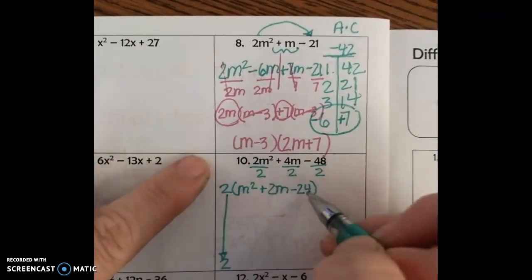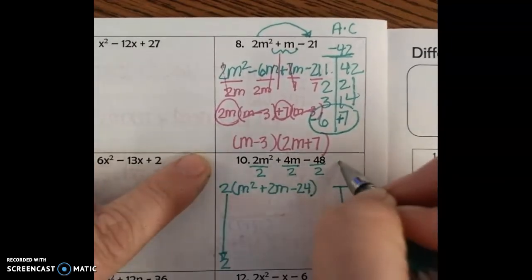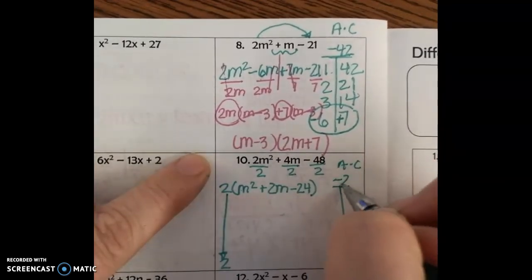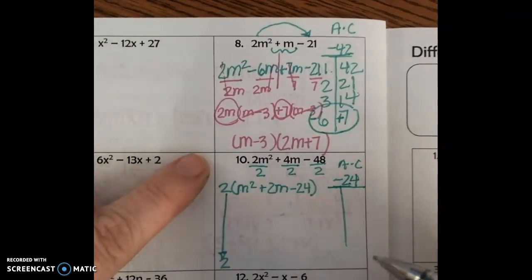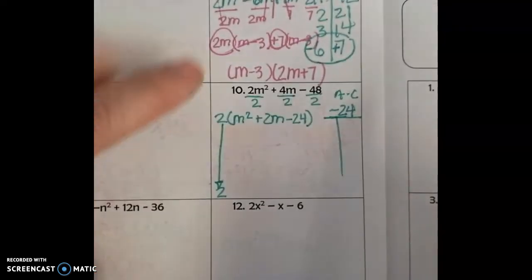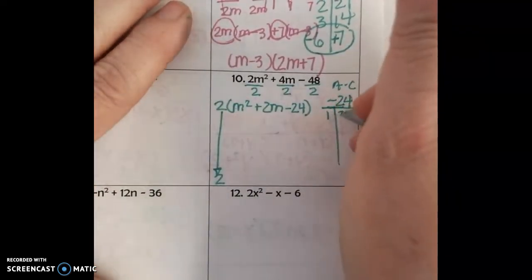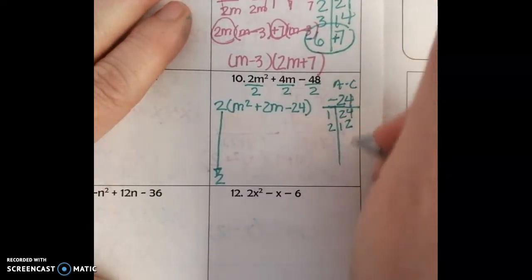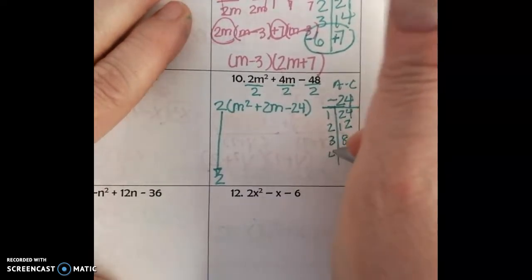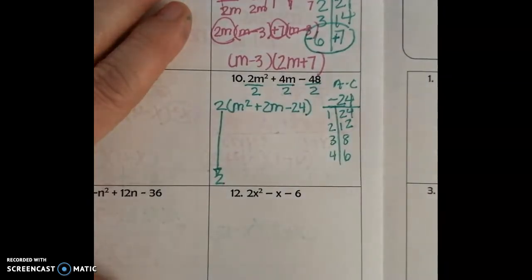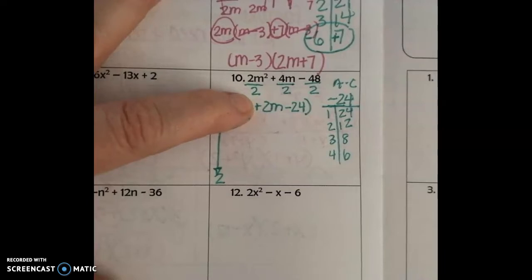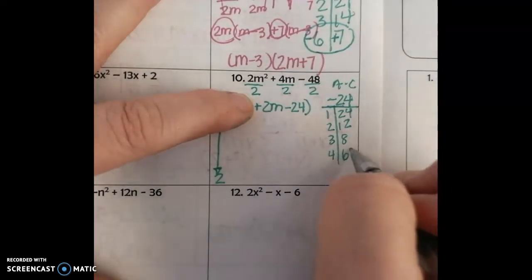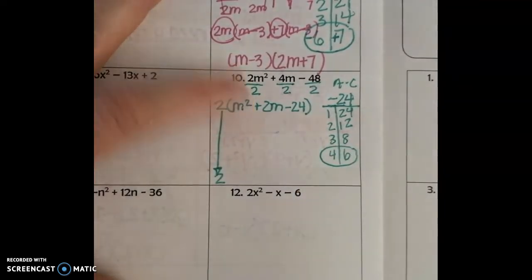I'm still going to do A times C. So when I make my chart, A times C, I'm going to get a negative 24. That tells me the signs of the numbers are going to be opposite each other, like we had in the problem above. Okay? So for 24, we've got 1 and 24, 2 and 12, 3 and 8, 4 and 6. These are all my factors that will make up 24, and I'm looking for two that are 2 apart through addition or subtraction, because I've got to have opposite signs. And the only one that's going to be 2 apart is 4 and 6.